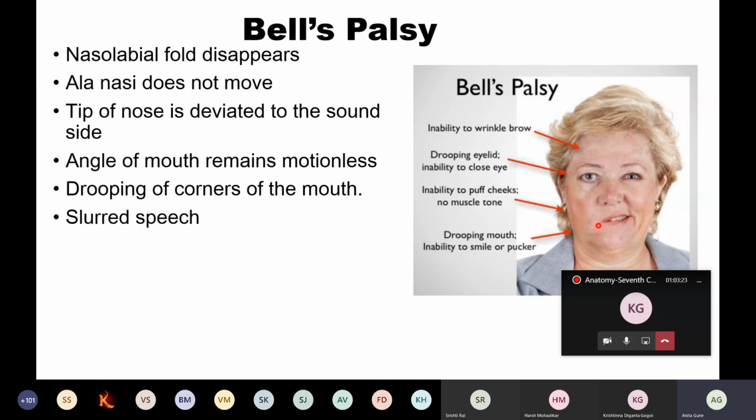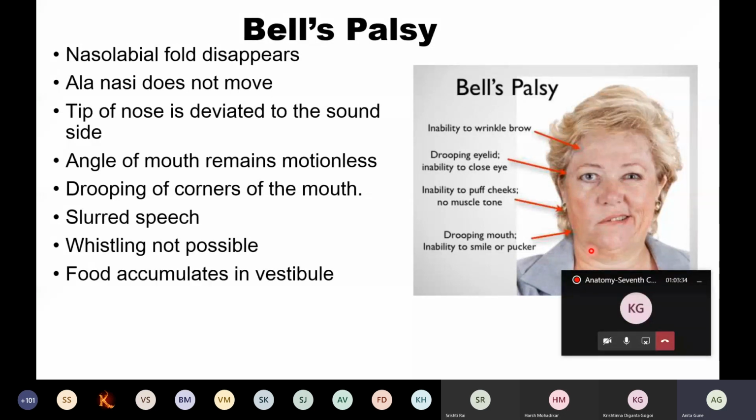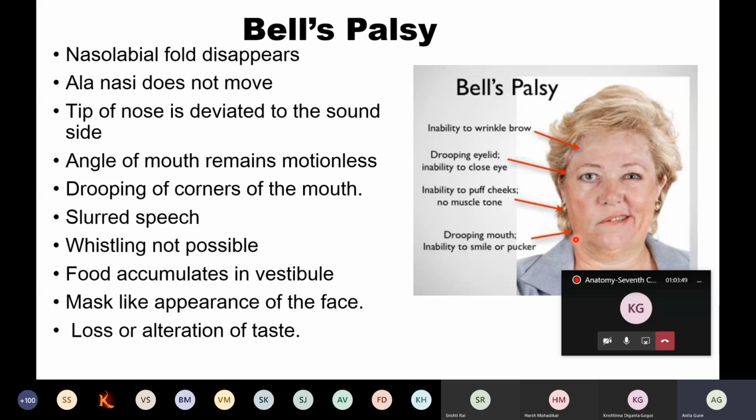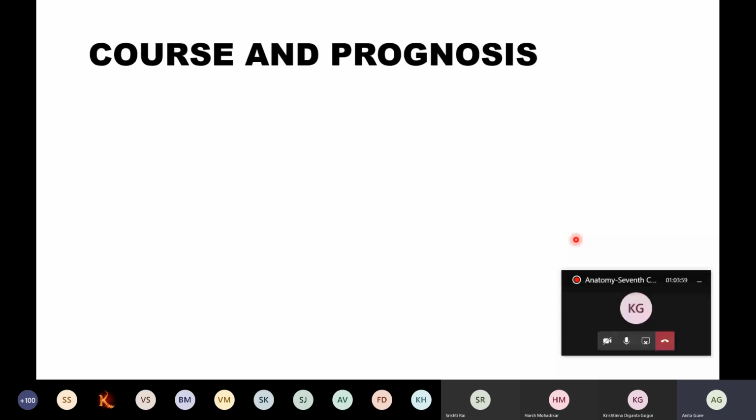Obviously, there will be slurred speech. Whistling will not be possible because the buccinator will not be functioning, so the air will blow from this side of the mouth. When the person is trying to eat food, the food will start accumulating on the affected side in the vestibule of the mouth. The face appears like a mask because there will be no expression on that side of the face. Obviously, some alteration of taste is seen. So these are the signs and symptoms we will see in Bell's palsy.